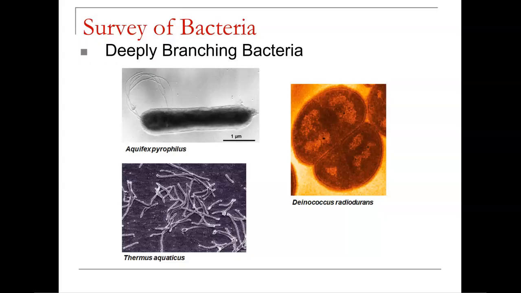The second group is going to be the Deinococcus. That's resistant to heat, pressure, desiccation, which is drying out, and exposure to radiation. And the third type is Thermus. They're hyperthermophiles that are associated with hot springs and deep sea hydrothermal vents.